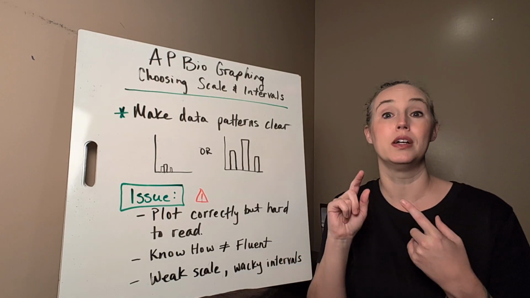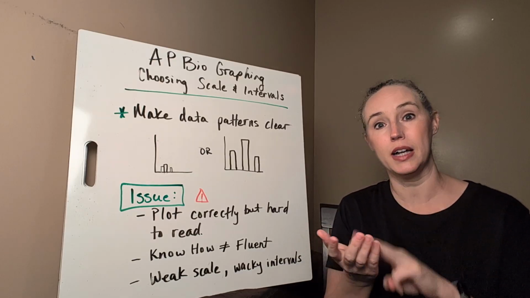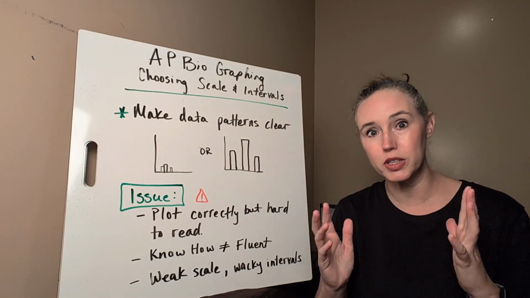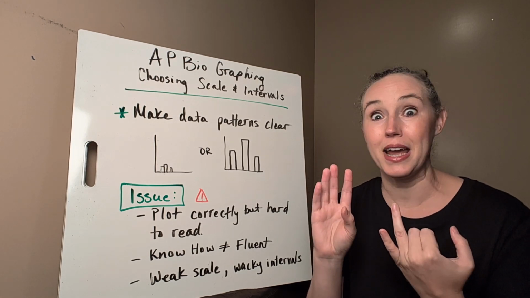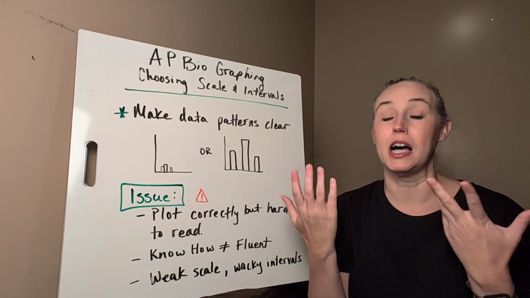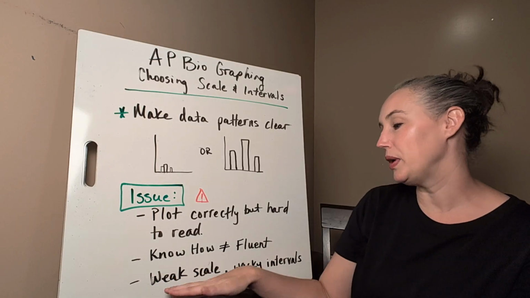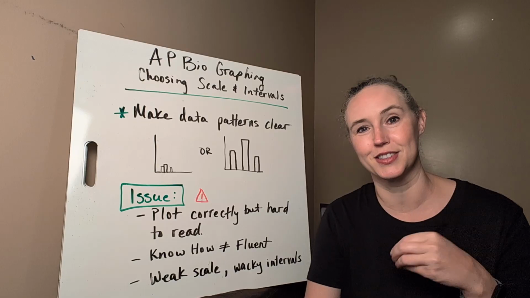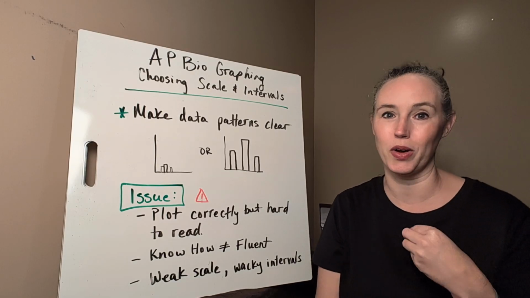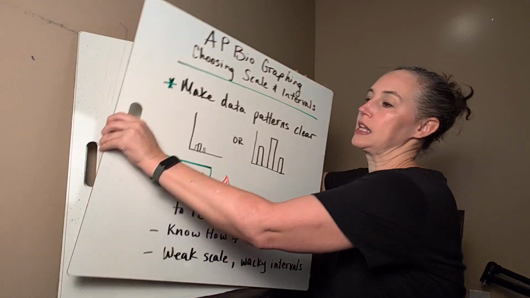Students need to be able to choose correct graph type, scale, axes, and build and construct it in an accurate, efficient manner under time pressure, like in an FRQ of the AP Bio exam. If they have a weak scale or wacky intervals, it's going to throw the data patterns off and they're going to analyze it incorrectly as well. So let's fix those problems today.